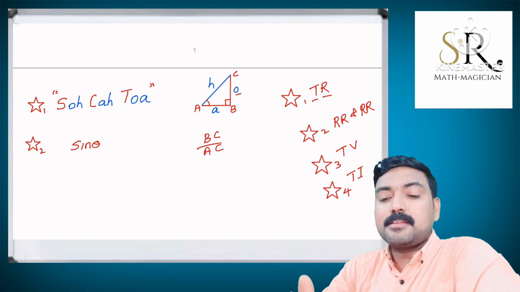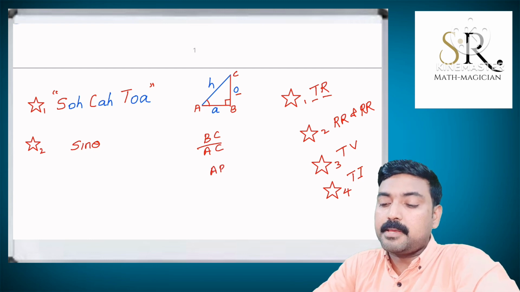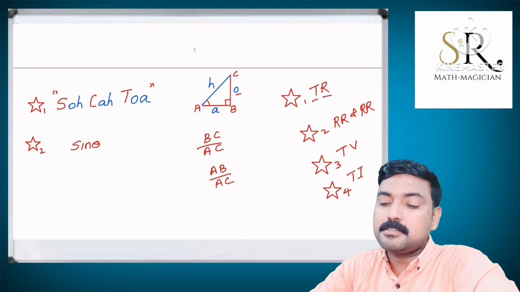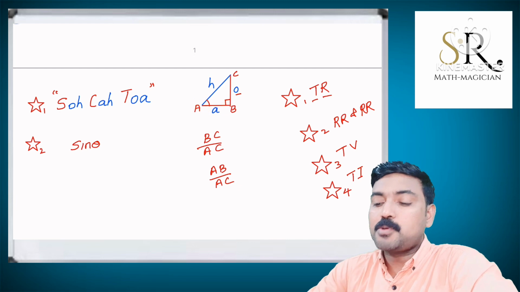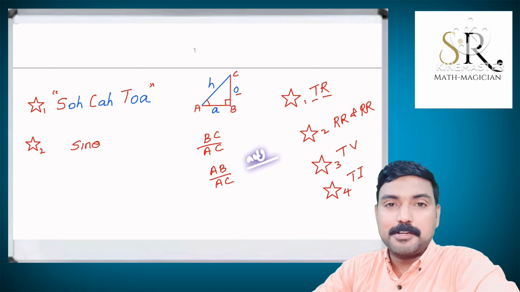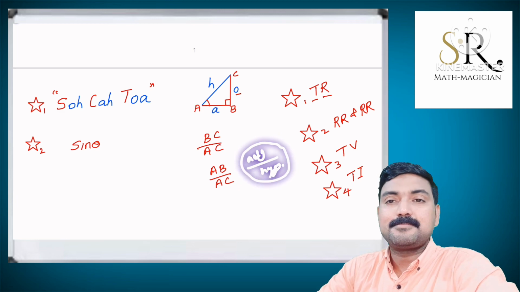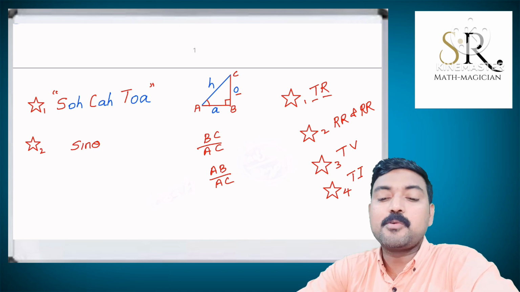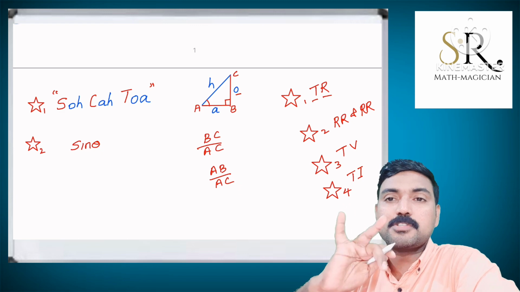Not only this, many other divisions are also possible. For example, instead of BC, if we select AB, AB by AC. What is AB? AB is the adjacent side, nearest to angle A. So adjacent side divided by hypotenuse is another ratio, which is known as cos A. What's the name? Cos A, cos of angle A. So sin, cos.